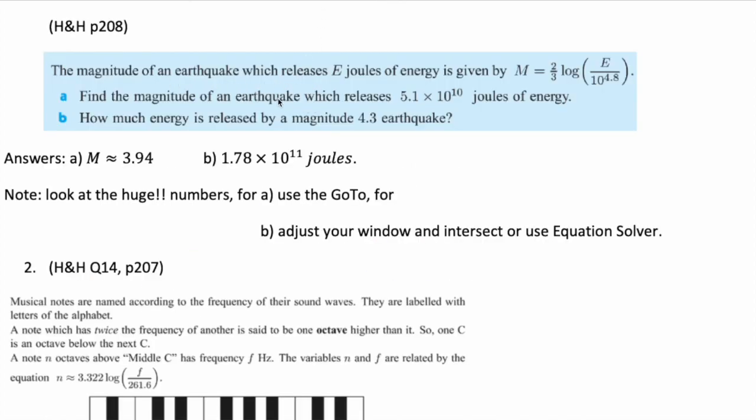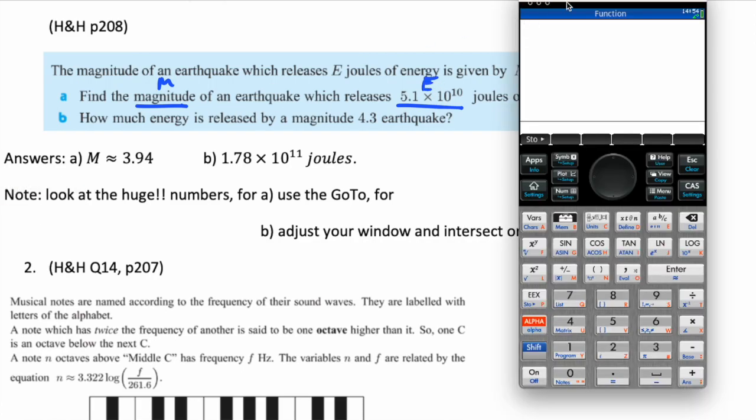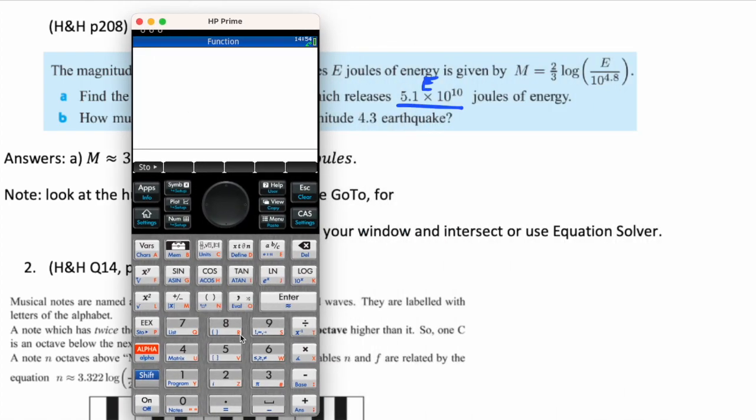Okay, next we have this magnitude earthquake releases this much energy. Find the magnitude of an earthquake which releases this much energy. So find M when we have this E value for energy. We could just type that into our calculator. We have 2/3. Oops, my calculator's a bit glitchy.